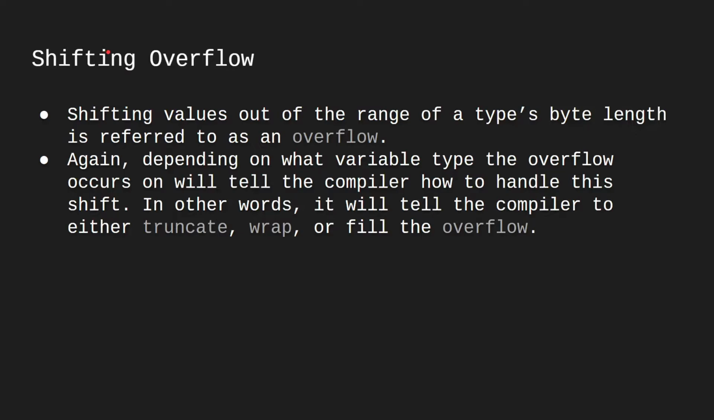So, shifting overflows. That is what I was referring to when I was saying that you can shift 31 or 32 bits out. This is referred to as an overflow. Depending on what variable type the overflow occurs on, it could tell the compiler how to handle this shift. So it can either tell it to truncate, wrap, or fill the overflow with zeros or whatever value. It's always better to just test it out and see how it's working.